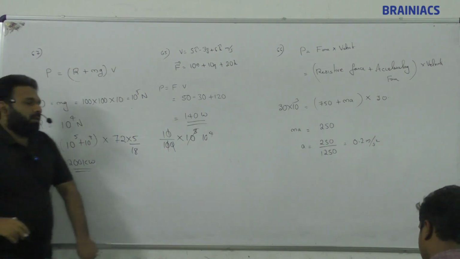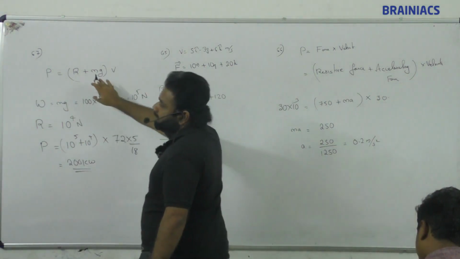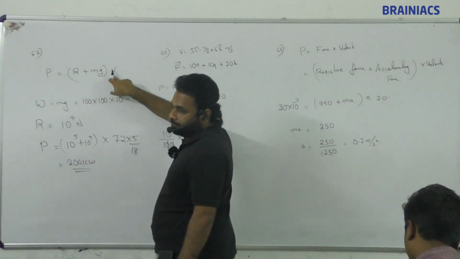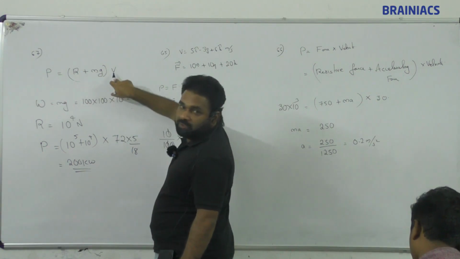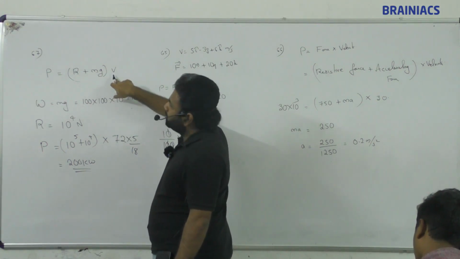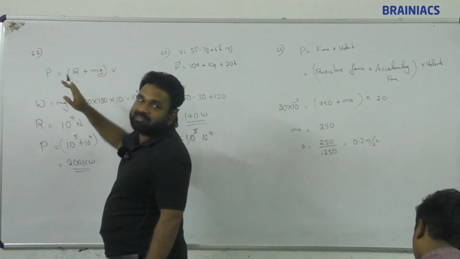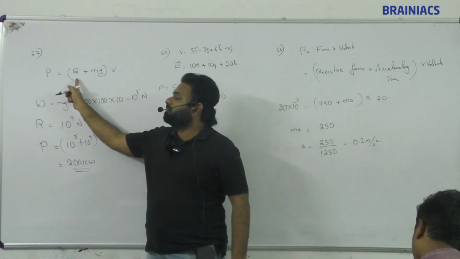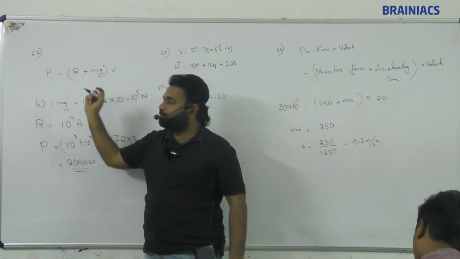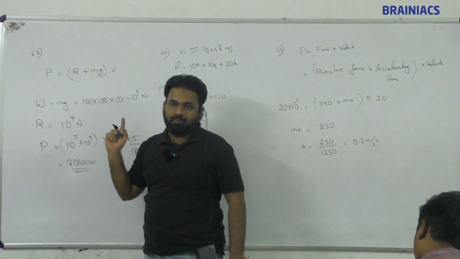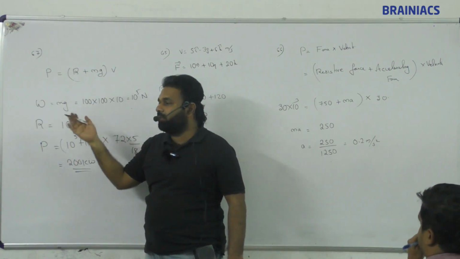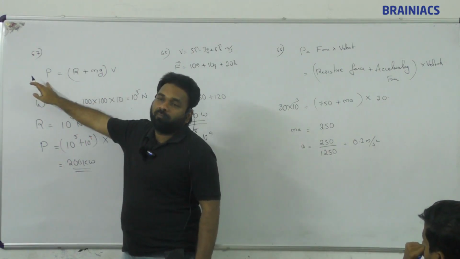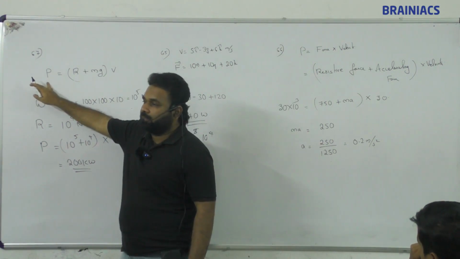Why? Because this is just like this force into this velocity, so that we will be getting power, which is a scalar. See children, look here, all of you, this force is acting in the opposite direction, mg is acting in the downward direction. So obviously F net will be different if we take the vector. But remember, we are trying to find power. So power is a scalar.